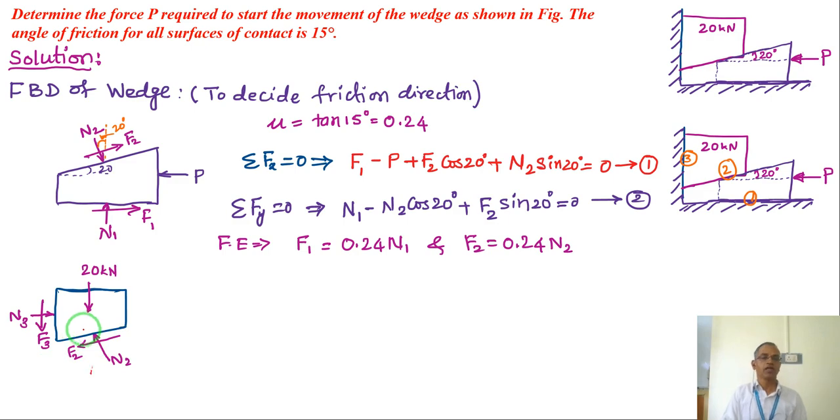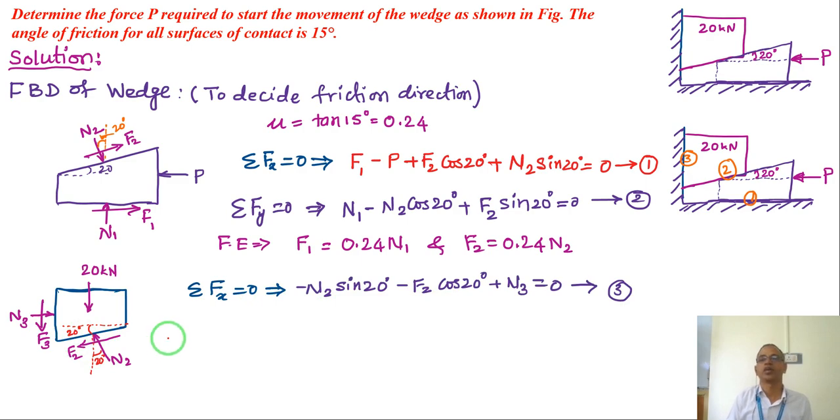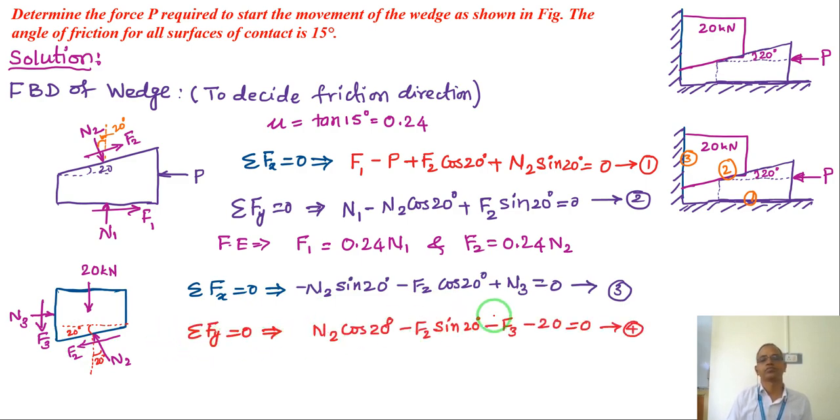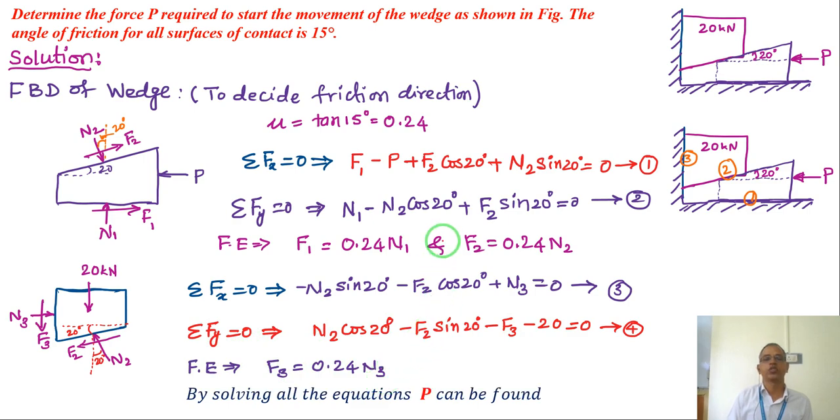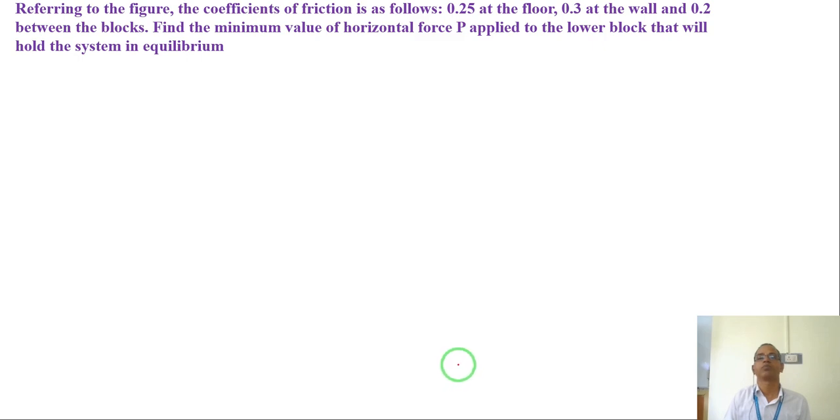Then the angles are already mentioned there, 20 degrees. So all the forces are given angles, and it is easy to write down summation Fx equal to 0 and summation Fy equal to 0. Then the friction equation F3 equal to 0.24 N3. Solving these 4 equations, and we have 4 unknowns N1, N2, N3 and P, so I can solve the problem.